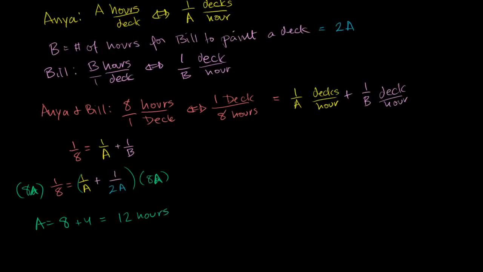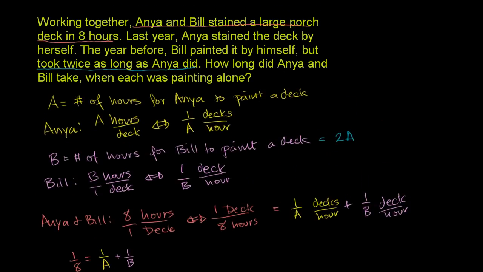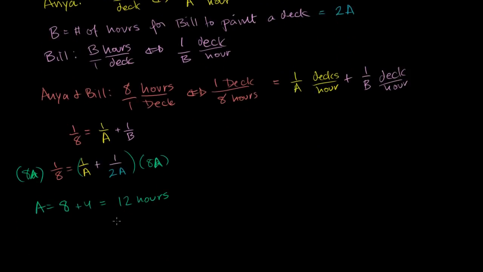Now what are they asking over here? They're asking, how long did Anya and Bill take when each was painting alone? So we figured out Anya: it takes her 12 hours. And then we know that it takes Bill twice as long as Anya. Bill is 2 times A. So Bill is equal to 2 times Anya, which is equal to 2 times 12 hours, which is equal to 24 hours. So when they're alone, it would take Anya 12 hours. It would take Bill 24 hours.